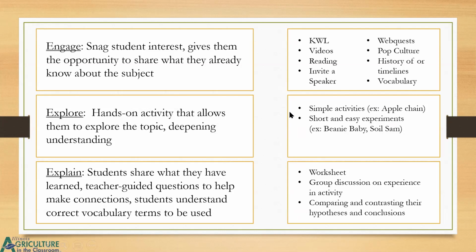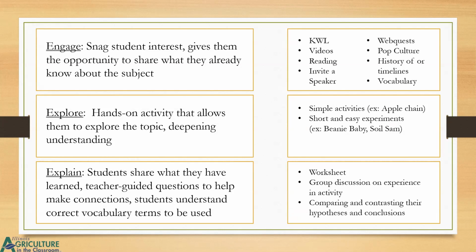Ways that you can do this: a simple KWL, what do you know, what do you want to know, and what did you learn. Reading, or inviting in a speaker in that area or field to come in and speak with them. You could do web quests, look at timelines, the history of sports, the history of fashion, and then connect that with agriculture. And of course, vocabulary is also very important.